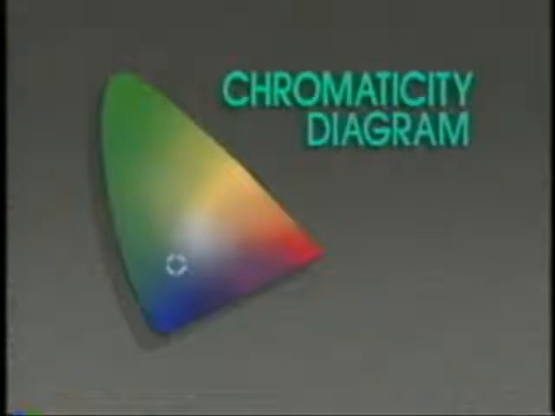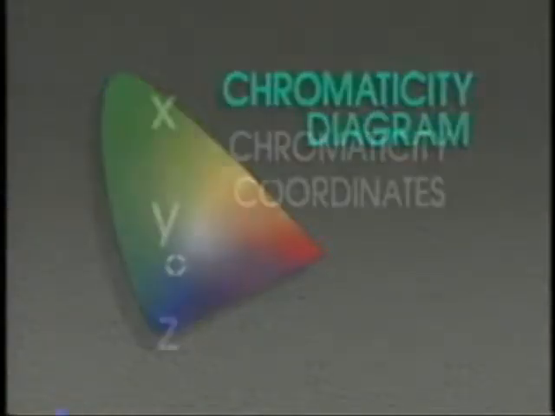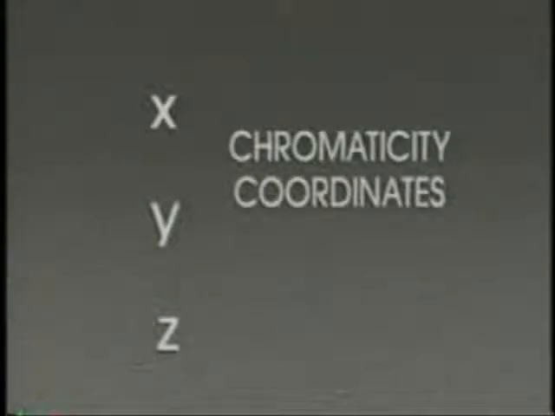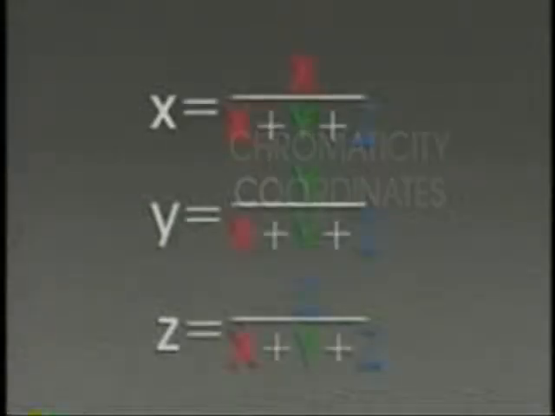With this map, we can plot any color by means of its chromaticity coordinates. The chromaticity coordinates are referred to as small x, y, and z. They are determined by dividing a color's tri-stimulus values, capital X, Y, and Z, by the sum of all three. These tri-stimulus values are calculated for illuminant D65, 2-degree observer.